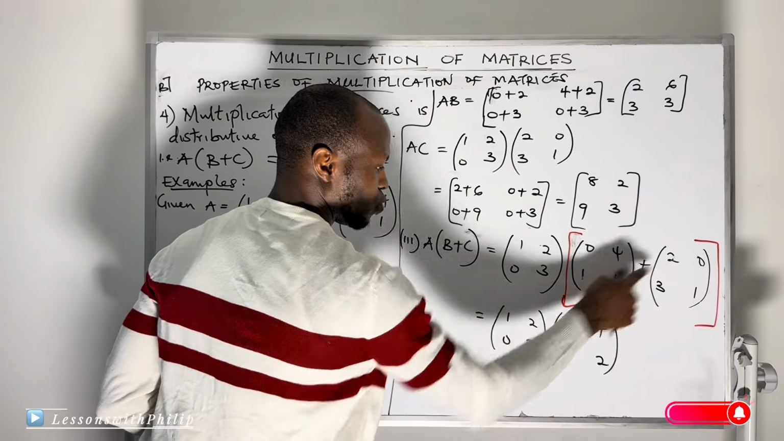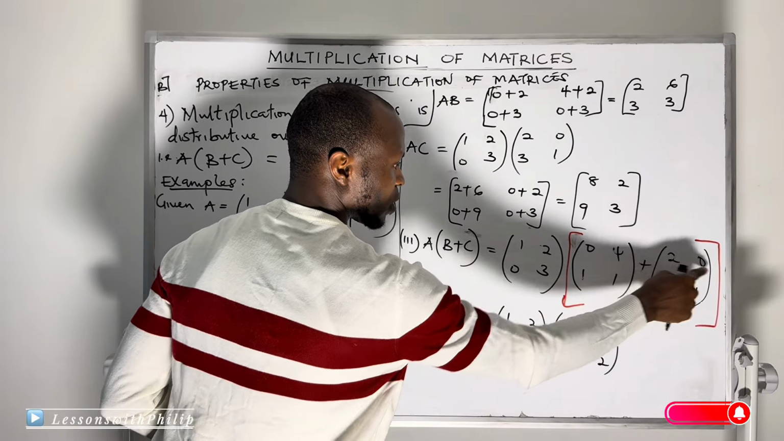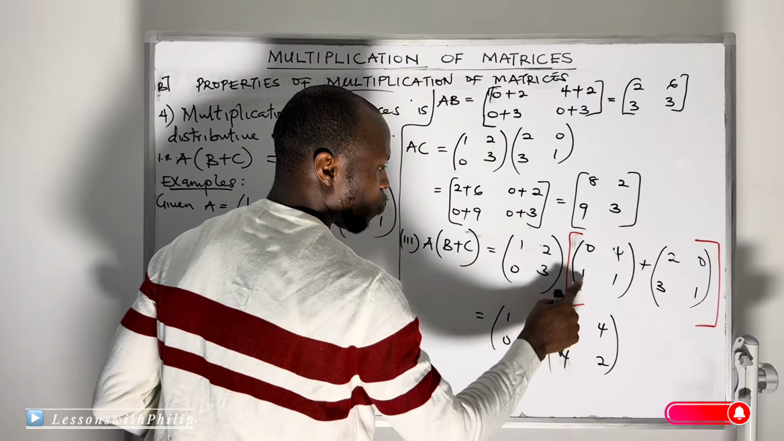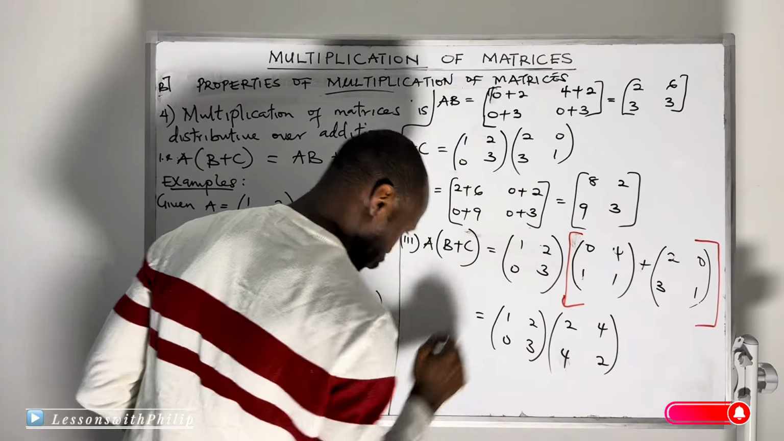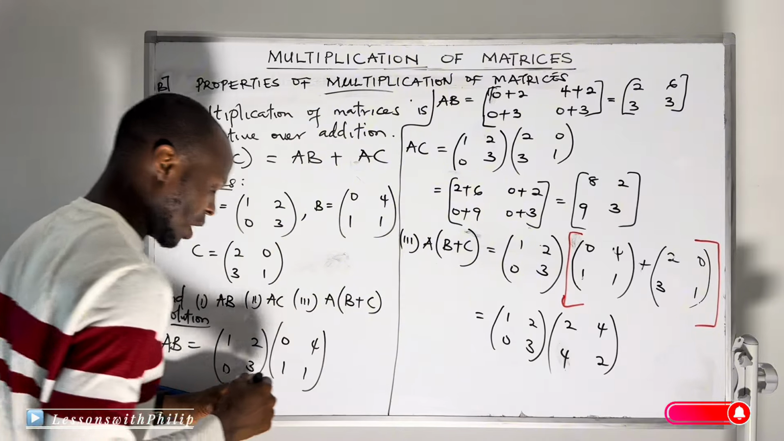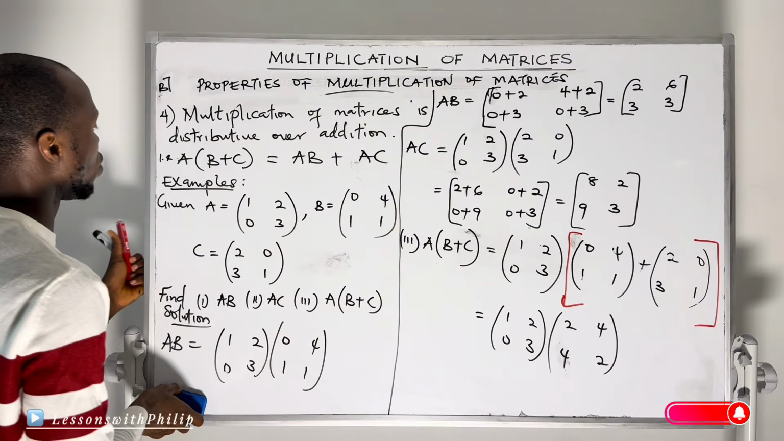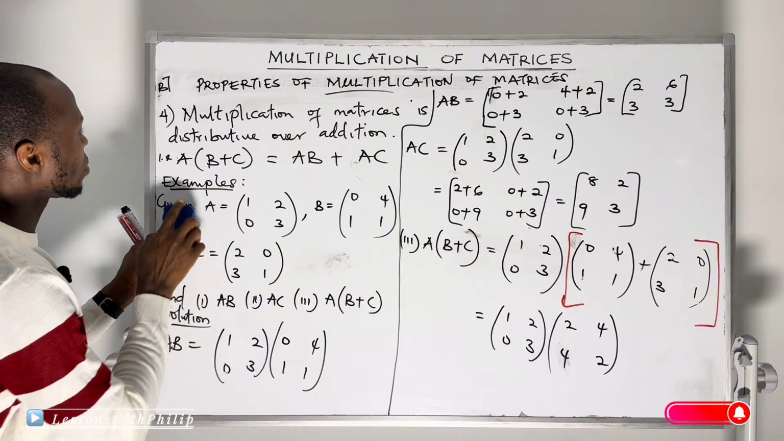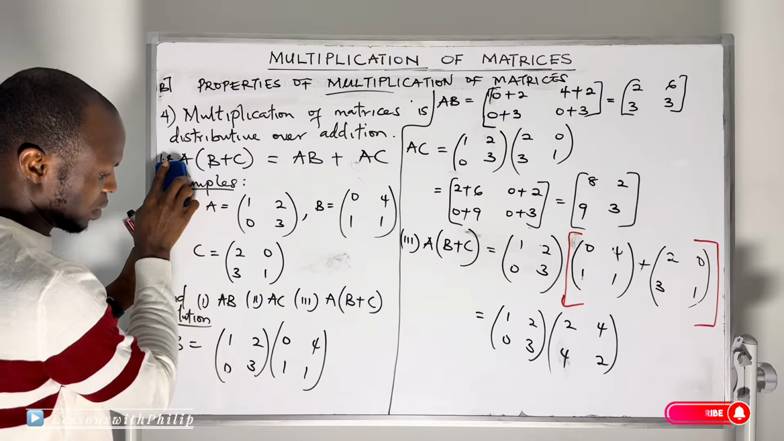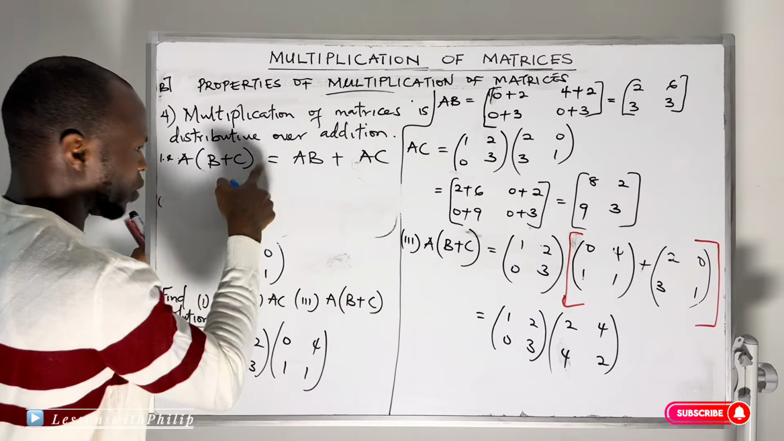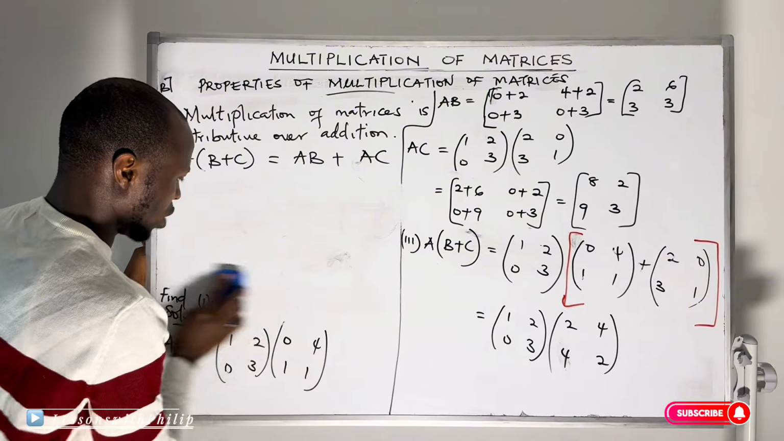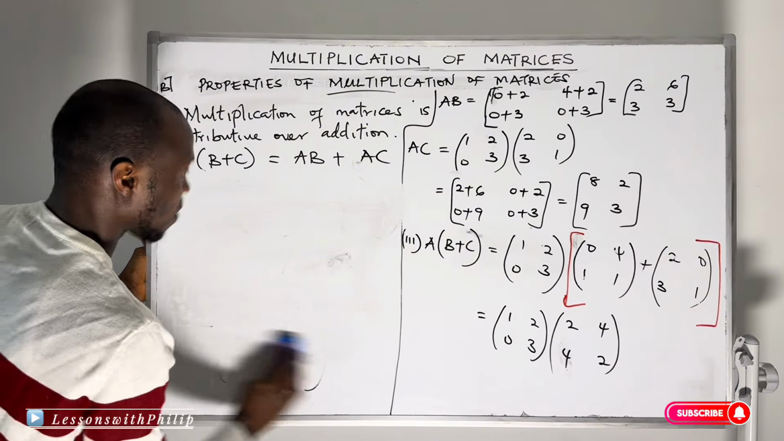0 plus 2 gives me 2. 4 plus 0 will give me 4. 1 plus 3 will give me 4. 1 plus 1 will give me 2. Now, these two matrices are now for multiplication, and that's what we want to do now. All right, I can clean this. I don't want to clean this statement so that we can follow it.